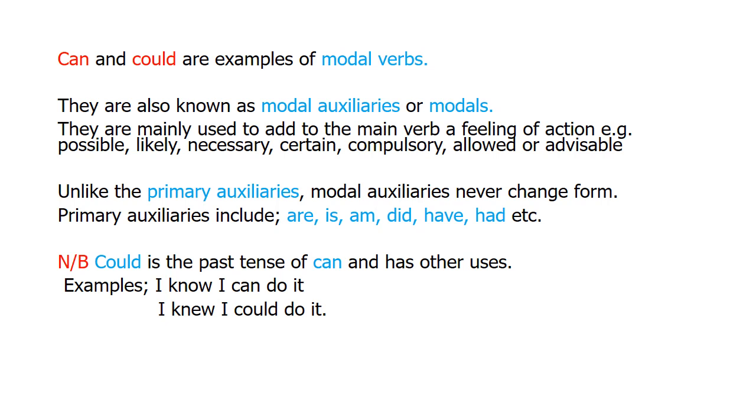They are also known as modal verbs or modal auxiliaries or modals. They are mainly used to add to the main verb a feeling about the action, e.g. possible, likely, necessary, certain, compulsory, allowed, or advisable. Unlike the primary auxiliaries, modal auxiliaries never change form. Primary auxiliaries include are, is, am, did, have, had, among others. You should note that could is the past tense of can and has other uses.